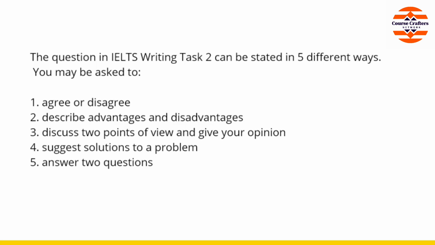The question in the IELTS writing task 2 can be stated in 5 different ways, or in other words, we can call it 5 different essays that you'll be asked to complete. You may be asked to, number 1, agree or disagree, and number 2, describe advantages and disadvantages about a particular topic. 3, discuss 2 points of view and give your own opinion and which one you support.